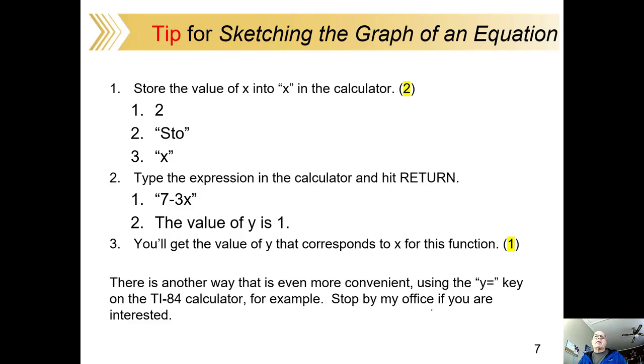So here's a little bit of a summary of what I just said. 2, store in an x, then type the 7 minus 3x, the function, and you get the y value. Another way is by using the y equals key. You can put the function in there, and then you can type in y, whatever it is, parentheses, put the x value you want, second parentheses, and you can get it. Stop by my office if you're interested. It can be even faster.